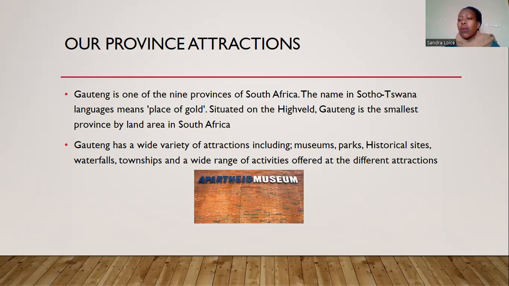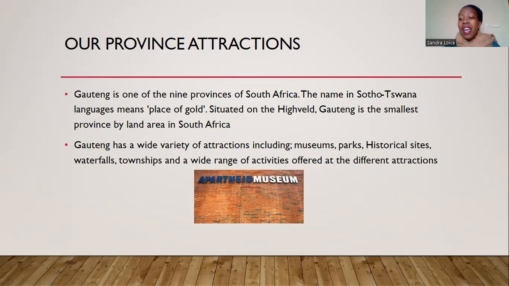And some of you would remember from your history lessons, as you all know, Johannesburg was a place of gold. People used to come from different places, different countries, to come and mine gold. So it became very easy for the name Gauteng to come about and actually be an official name for the province.